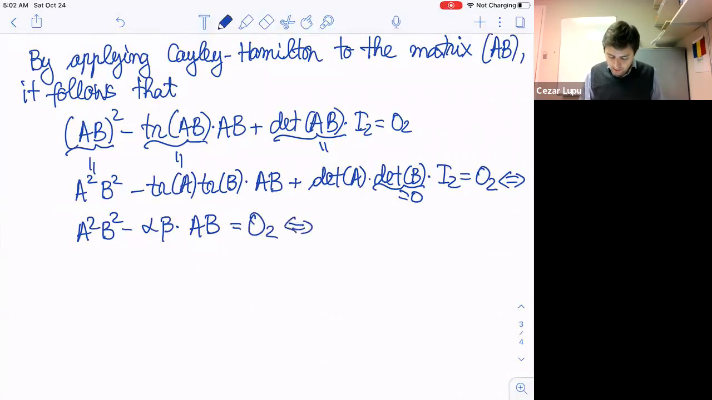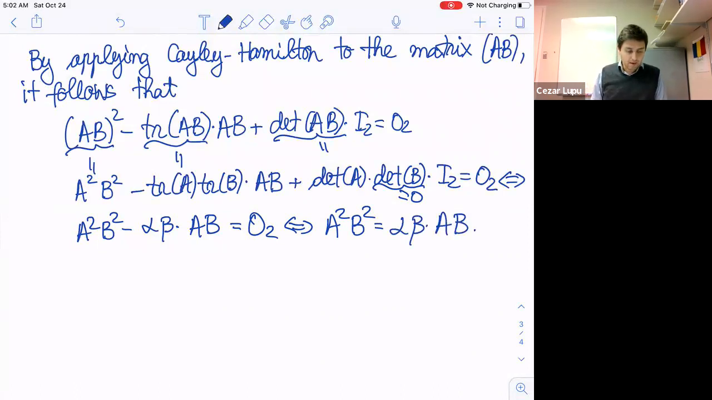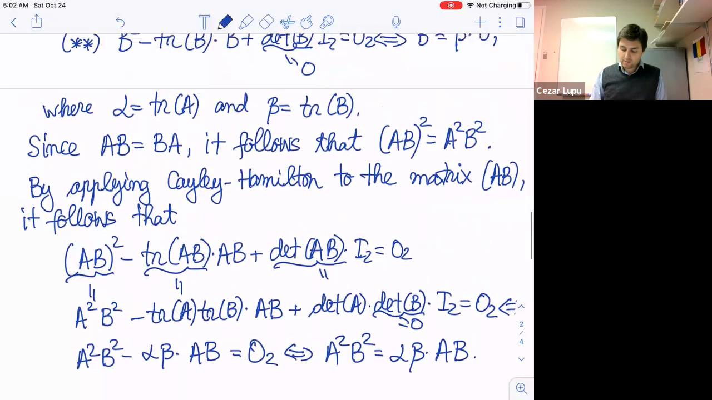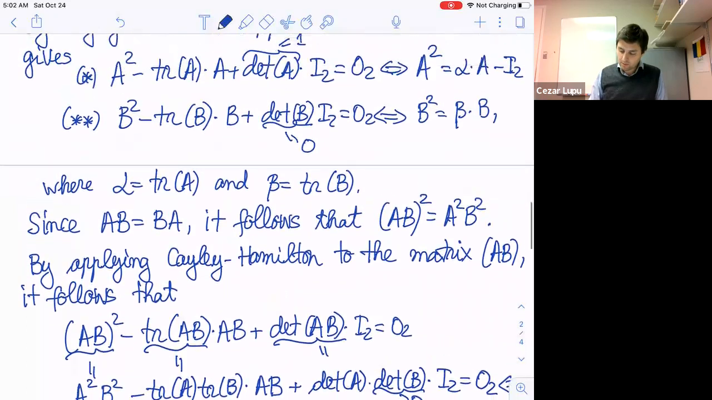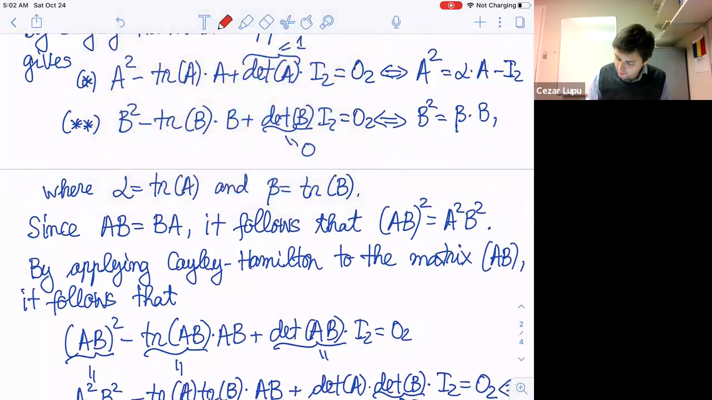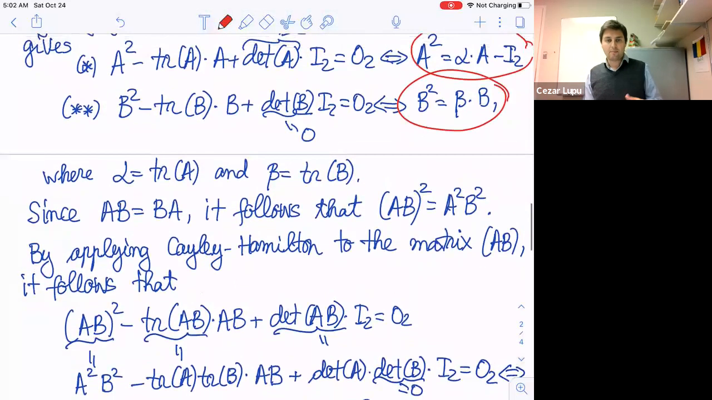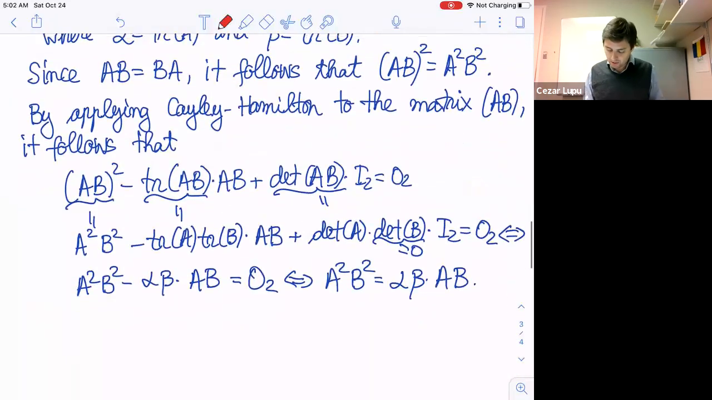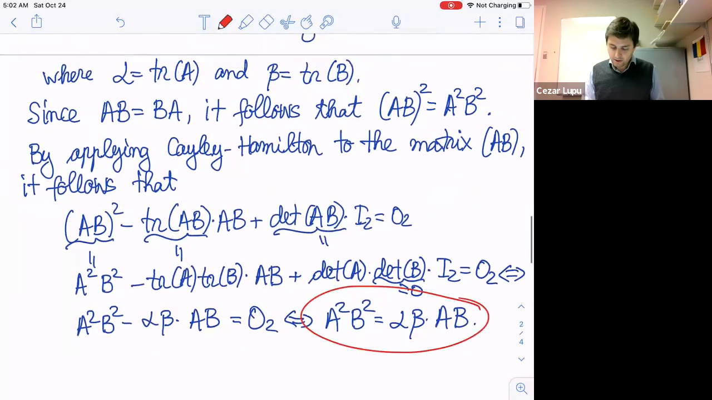So finally, this is equivalent with A squared B squared is the same as alpha beta times AB. All right. And now we know who alpha squared is, so we can just write it. You see, we have this equality obtained here. A squared, we know who this is. We know B squared, who this is. And there is no way we cannot get something. And we know also this guy here. So let's put everything together.